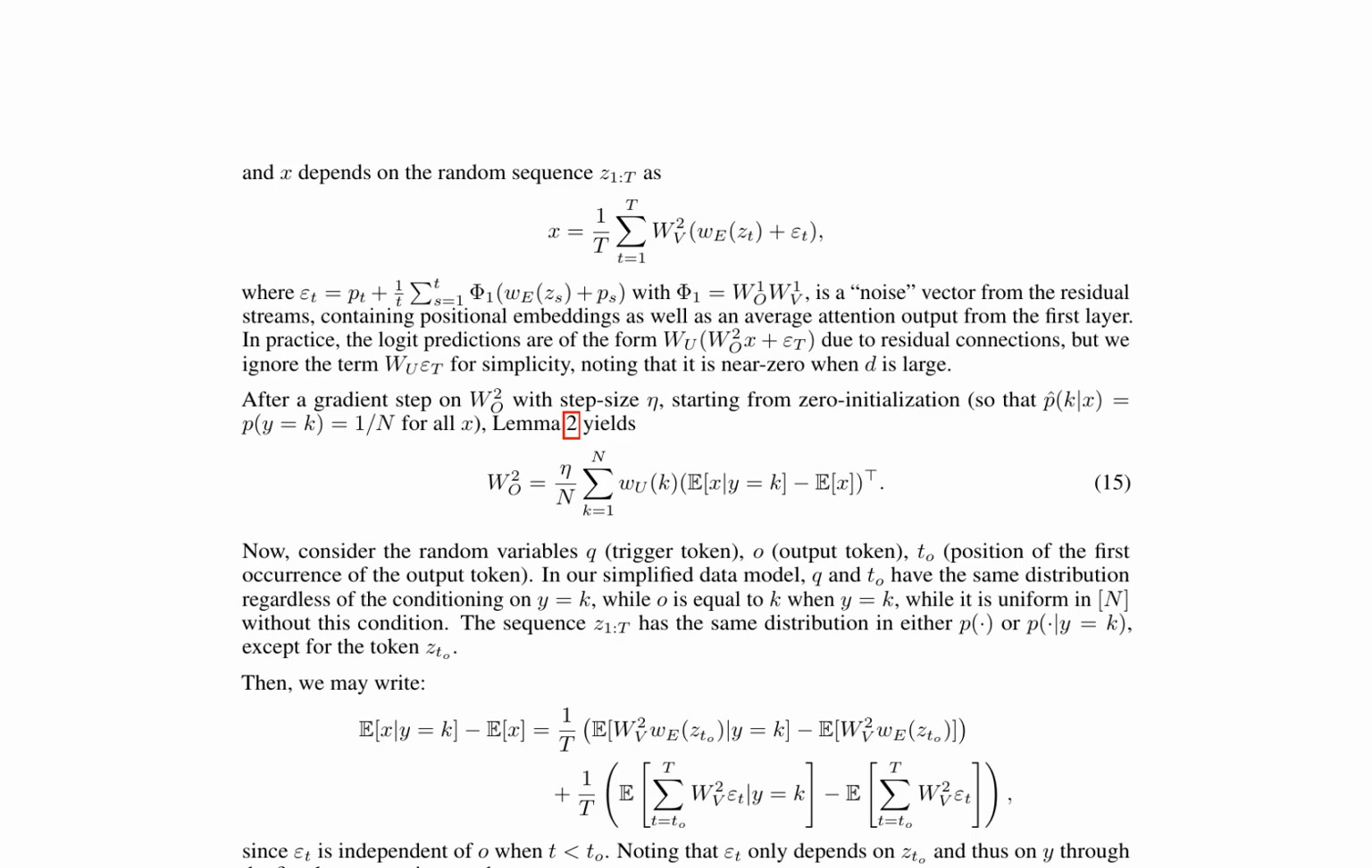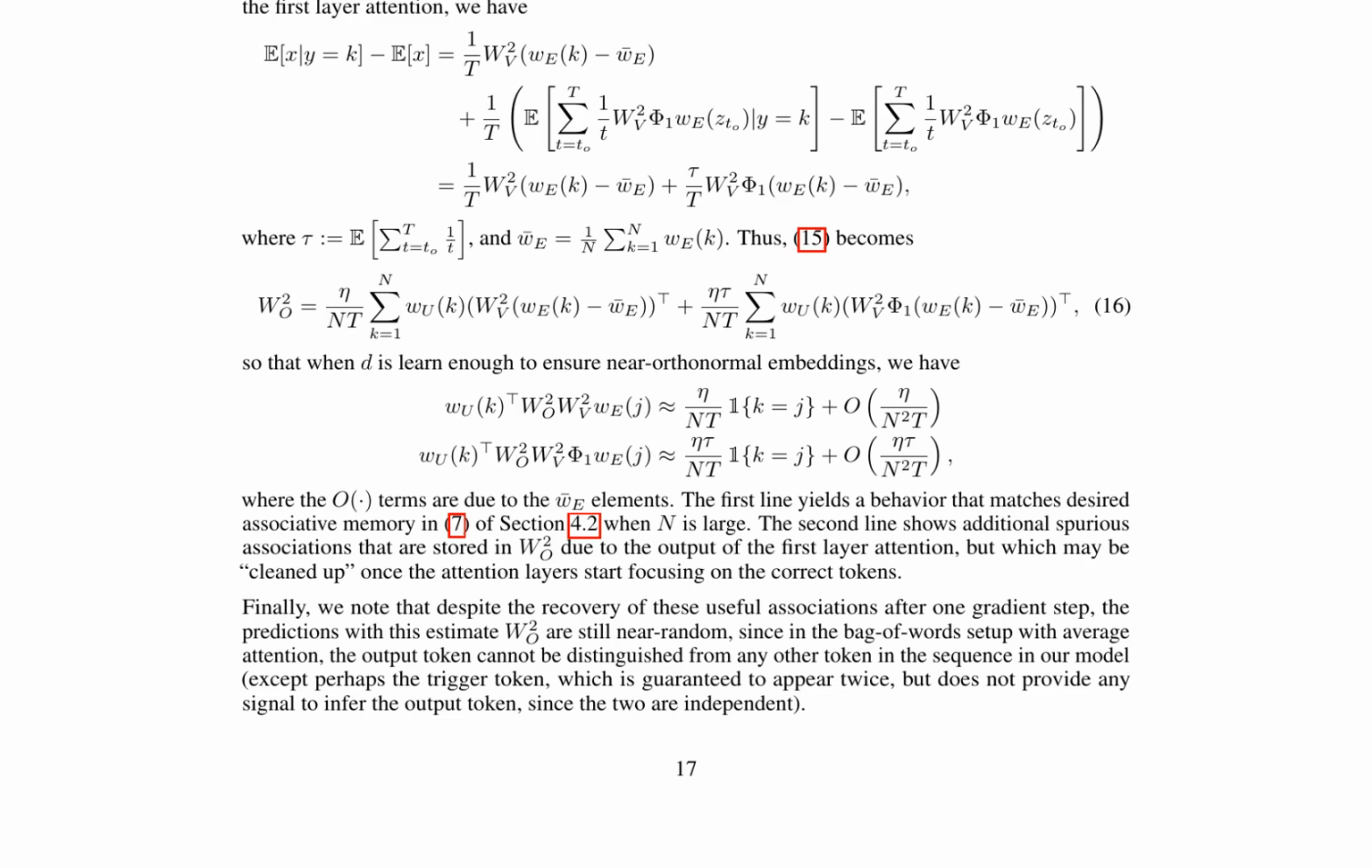Here is the combined summary of pages 17 and 18 of the research paper. The authors analyze the behavior of the model after one gradient step on the weights W20 and W2k. They start by rewriting the logit predictions in terms of the random sequence Z1,t and the noise vector epsilon t. The gradient step on W20 yields an update rule that depends on the expected value of the embeddings we, ZTO, and the attention output phi1 we, ZTO.